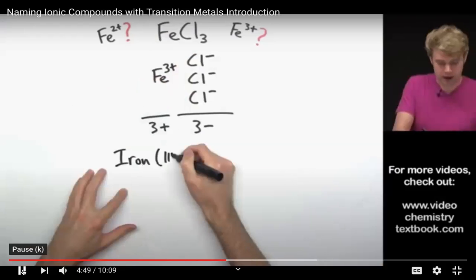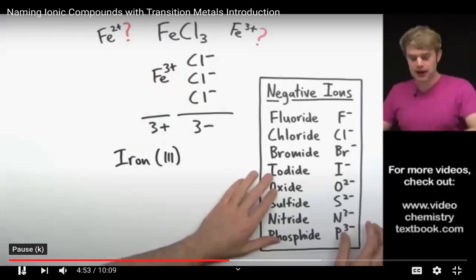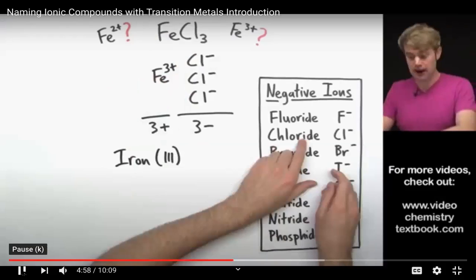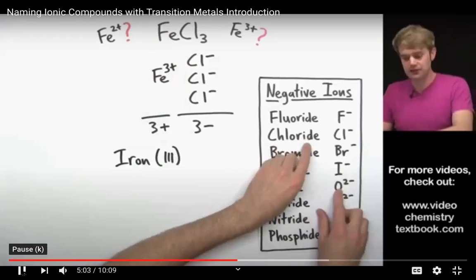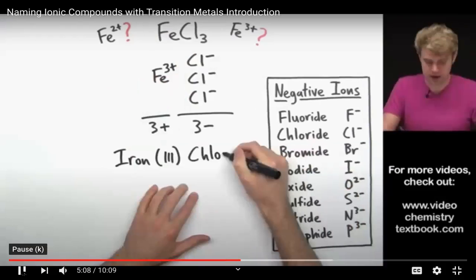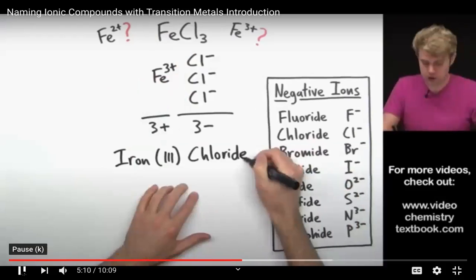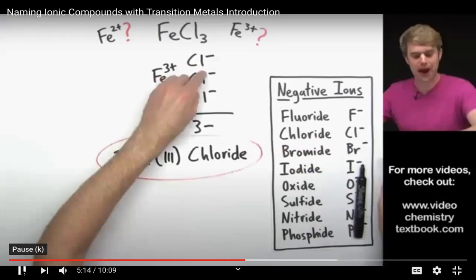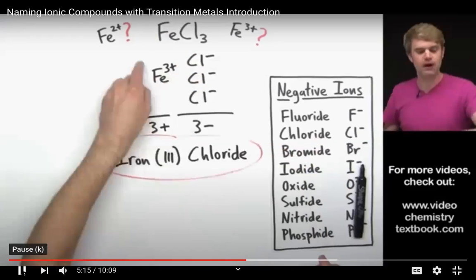And then for Cl, when chlorine becomes a negative ion, we call it chloride. The IDE usually gets added to the name of an element when it becomes a negative ion. So chloride is what we call Cl1-. So iron 3 chloride is the name of this compound. We had to work backwards and figure out the charge of iron, and then we can name it.